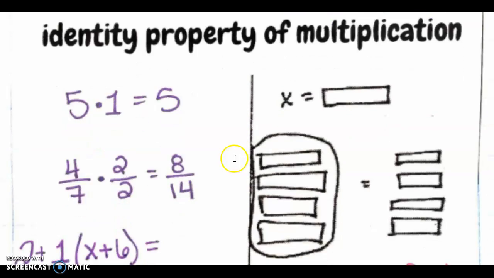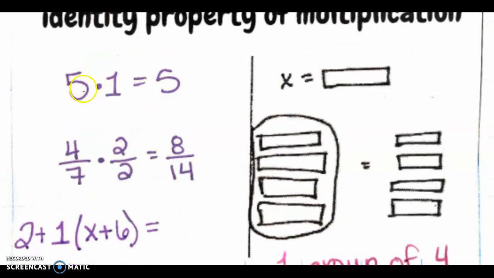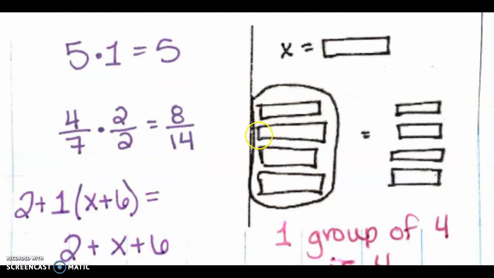All right, the identity property of multiplication is that you just take a group of something. So 5 times 1 is equal to 5. So it's really just one group. If you have one group of something, then you know that you're just going to end up with that something. So the picture here, we have the x blocks again. We have 1, 2, 3, 4, and this is just in a group. So we have a group of 4. One group of 4 is equal to 4.